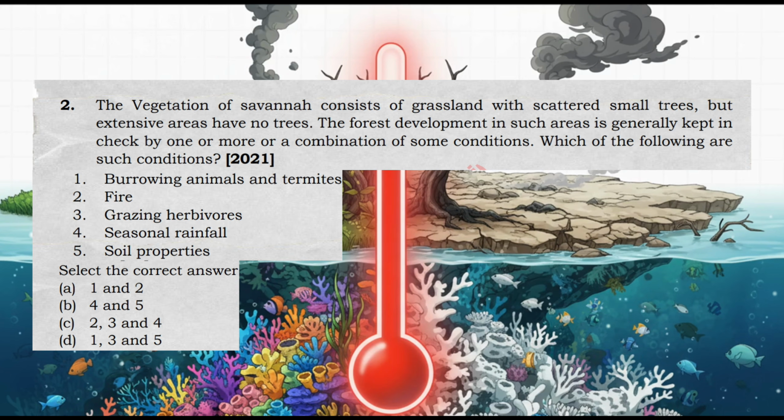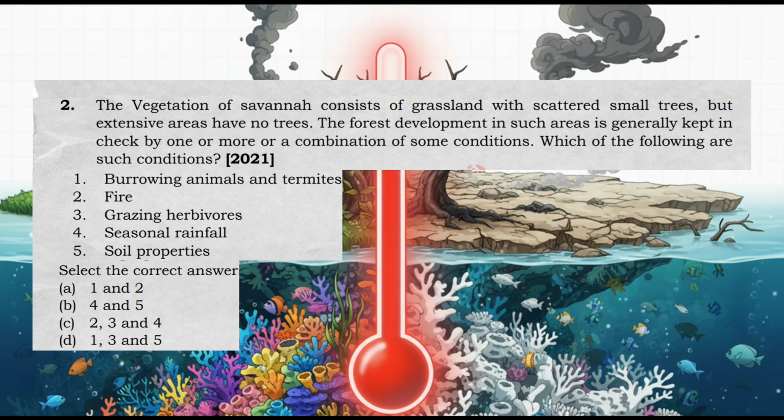Q2, UPSC Prelims 2021. The vegetation of savanna consists of grassland with scattered small trees, but extensive areas have no trees. The forest development in such areas is generally kept in check by one or more of the following conditions. Which of the following are such conditions? 1. Burrowing animals and termites. 2. Fire. 3. Grazing herbivores. 4. Seasonal rainfall. 5. Soil properties.